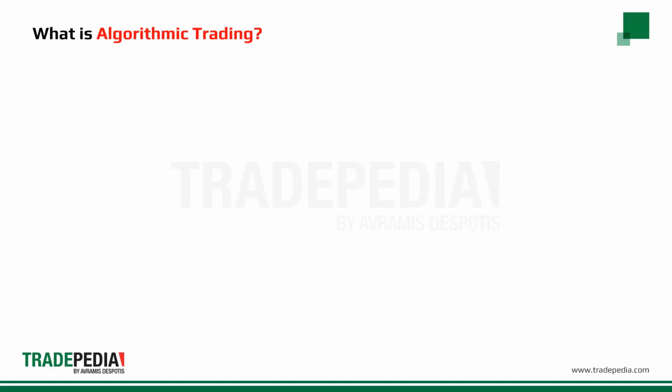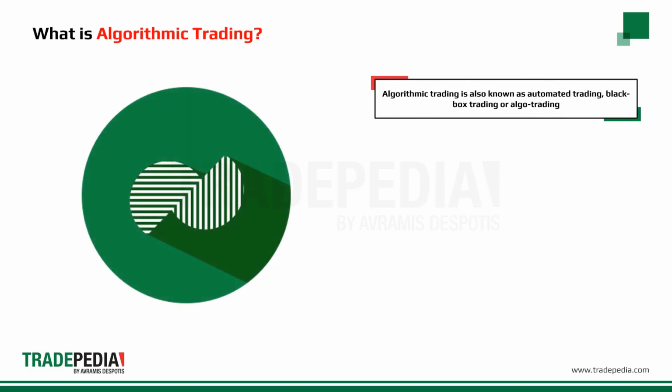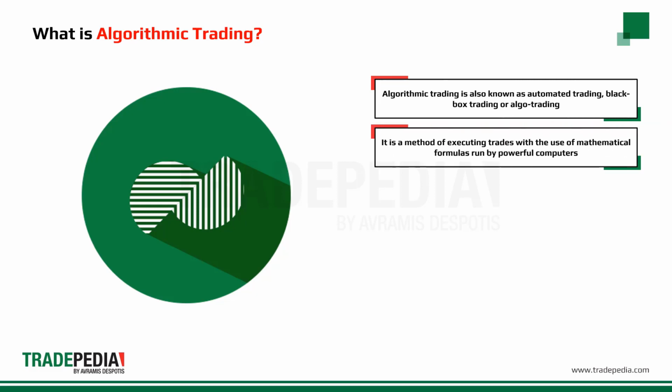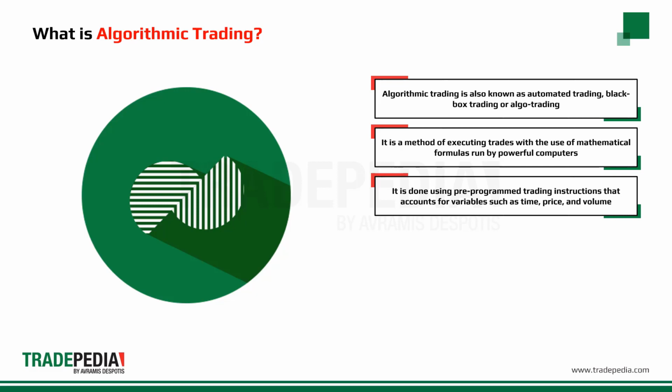What is algorithmic trading? Algorithmic trading is also known as automated trading, black box trading, or algo trading. It is a method of executing trades with the use of mathematical formulas run by powerful computers. It is done using pre-programmed trading instructions that account for variables such as time, price, and volume.